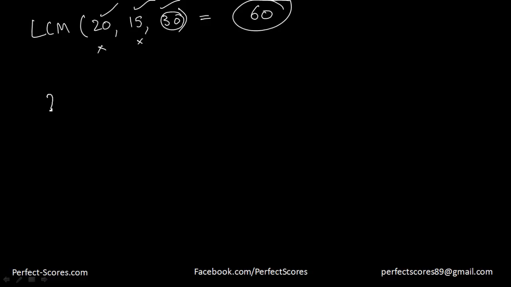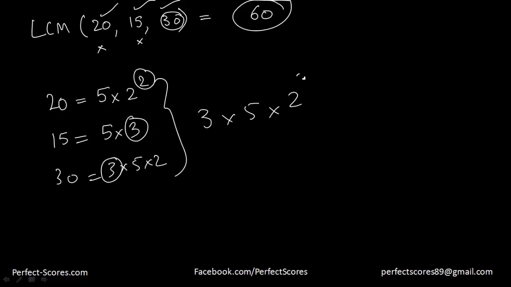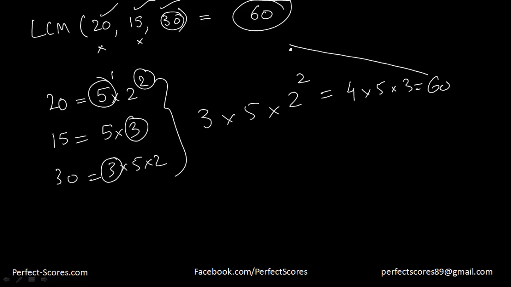But if you want a more formal way, what you're supposed to do is break it down into prime numbers like this. And then we're going to raise them to their highest powers. Now 3's highest is 1, 2's highest is 2, and 5's highest is 1. So the LCM of these numbers is going to be equal to 60, just the way we predicted. So this is the least common multiple of these numbers.